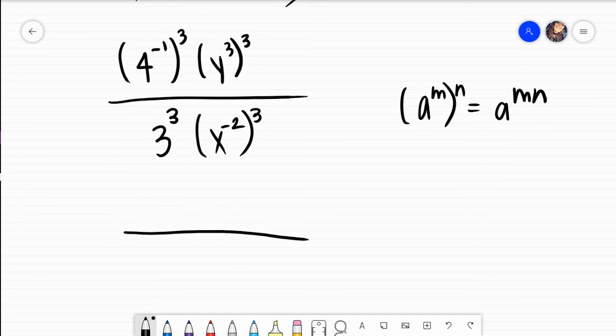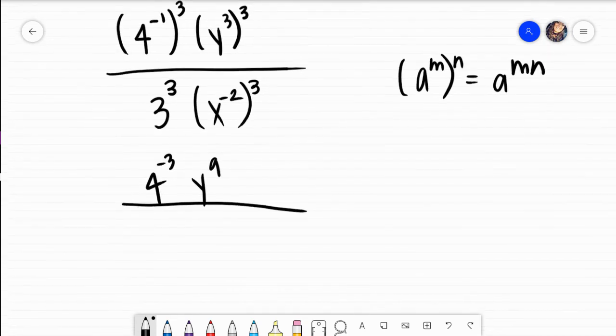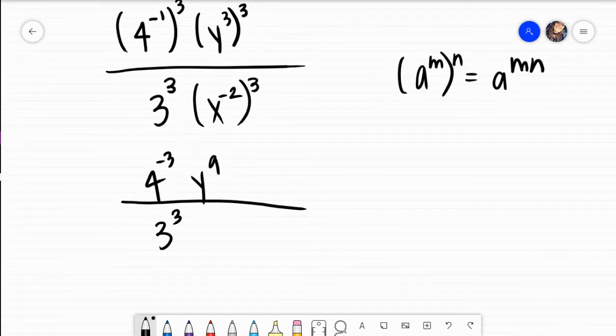So in my numerator, 4, keep your base, multiply your powers: 1 times 3 is 3. Signs are different, so it's negative. Look at your y cubed: keep, multiply. Look at your denominator: 3 cubed is just 3 cubed. And then we have x to the negative 2, raised again to the third power, so you keep the base. 2 times 3 is 6. Signs are different, so it's negative.